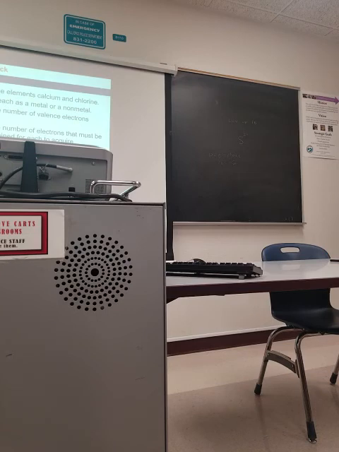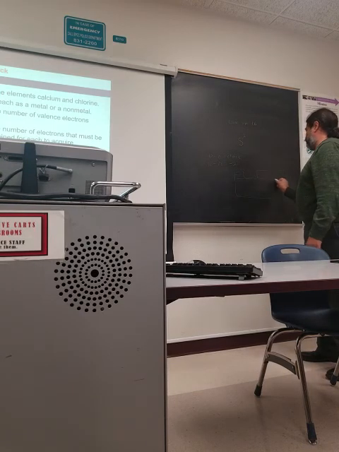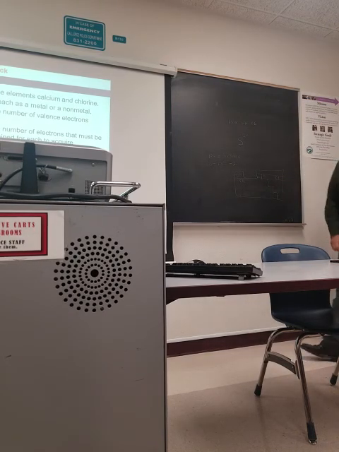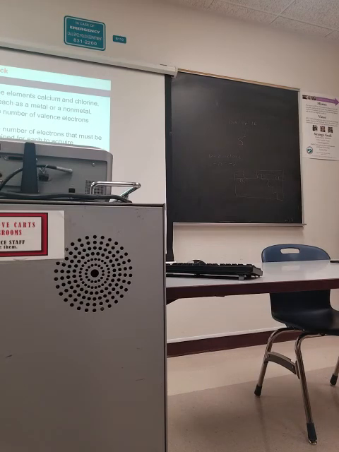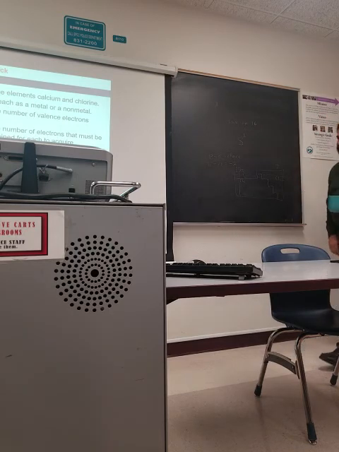All right, let's see. Consider the elements calcium and chlorine. So calcium, metal or non-metal? Metal. And chlorine? Not metal. So it's group 1, group 2, group 7. How many valence electrons for calcium? 2. How many for chlorine? 7.